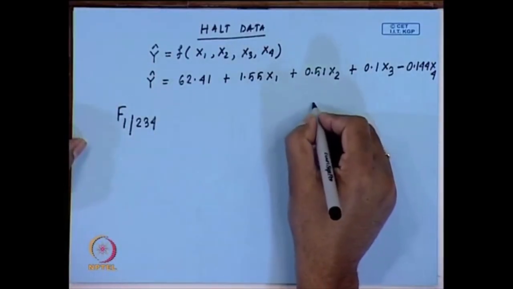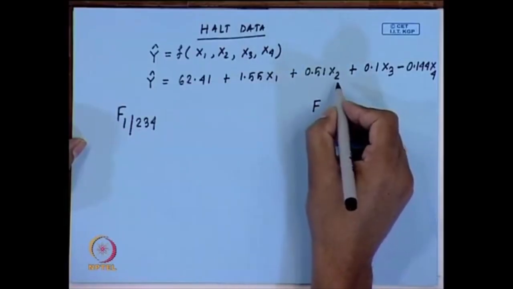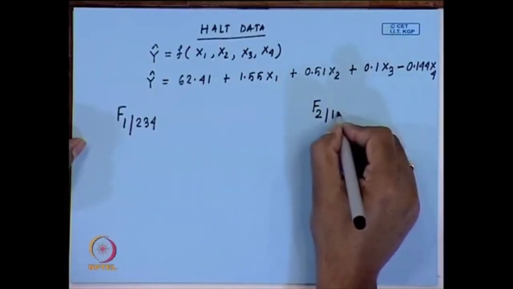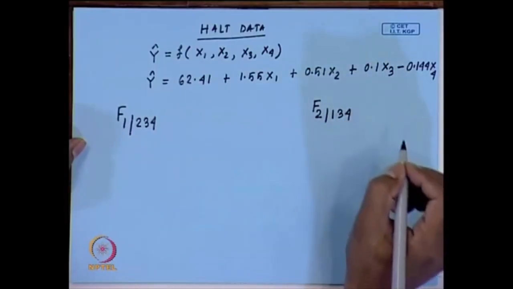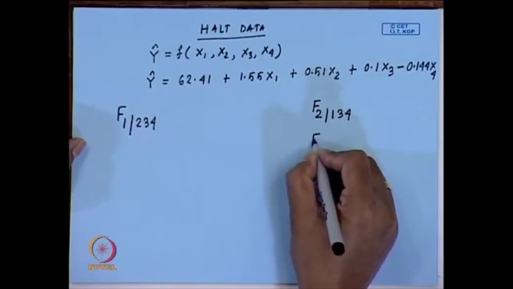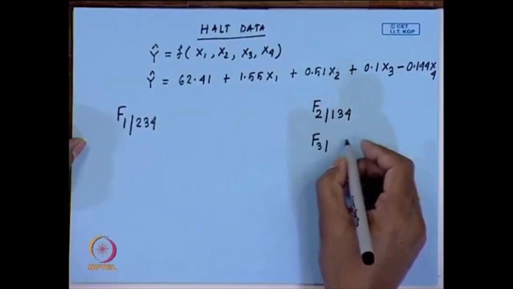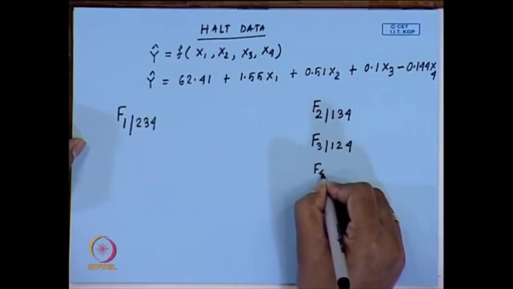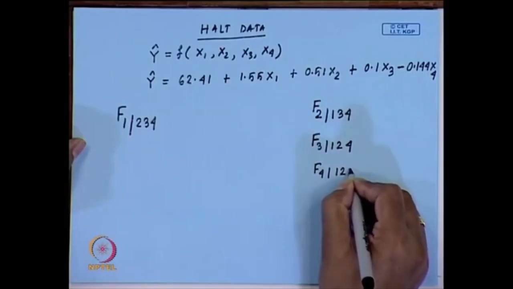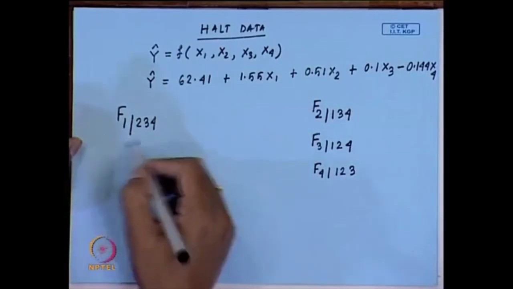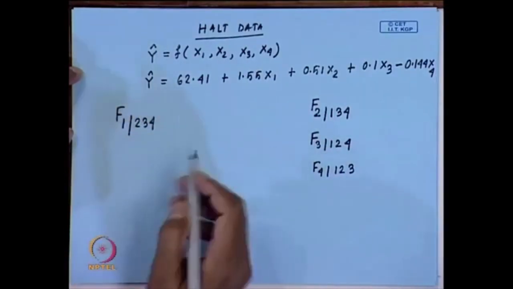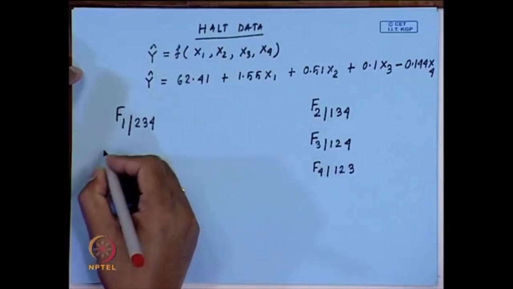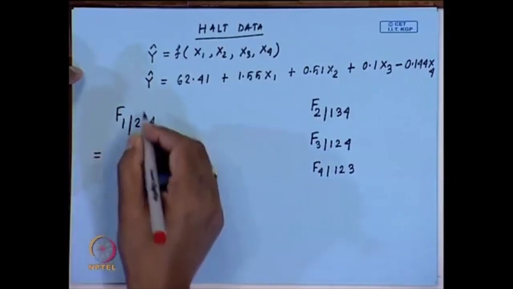Similarly, also we will compute the partial F statistics associated with x 2 in the presence of x 1, x 3 and x 4 in the model, and also we will compute for all the regressors. Okay. So, we will compute F 3 in the presence of 1, 2, 4, we will compute F 4 in the presence of 1, 2, 3. Now, just now we discussed how to compute this partial F statistic value. So, this can be computed using, this is the value of this statistic.